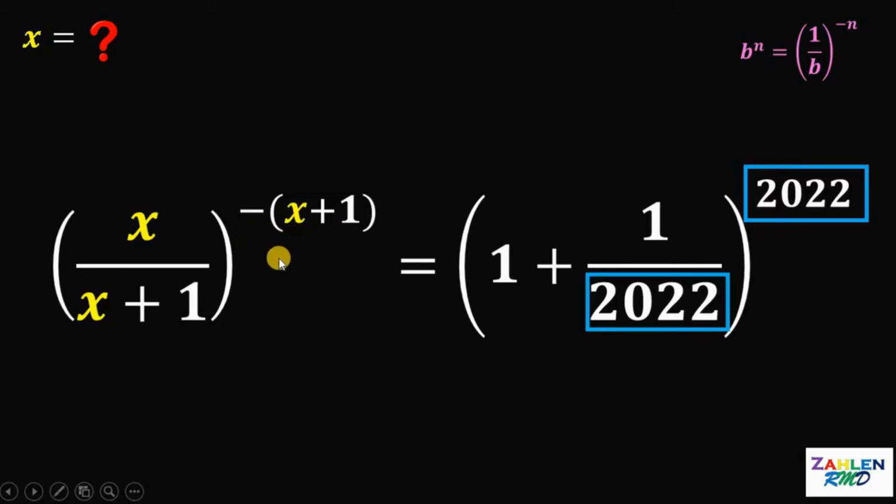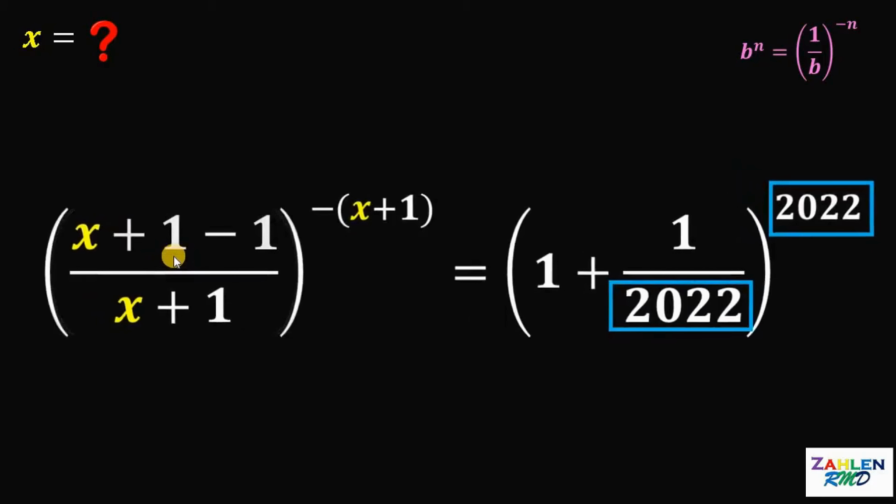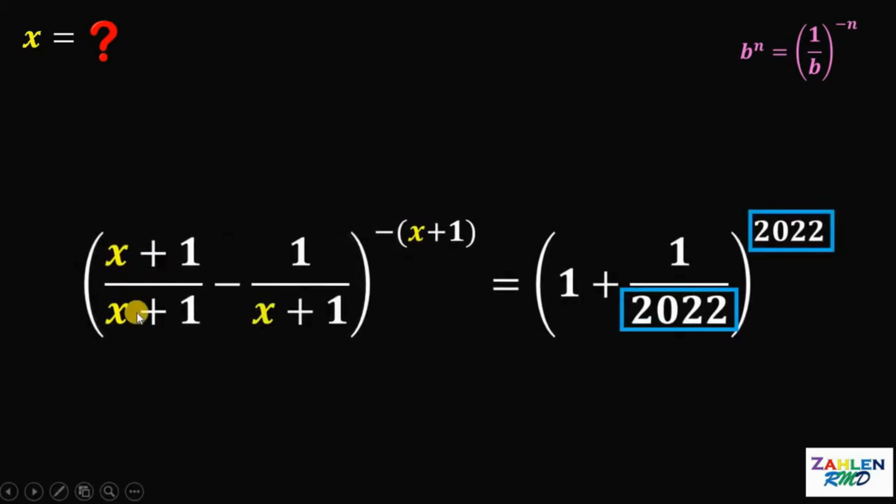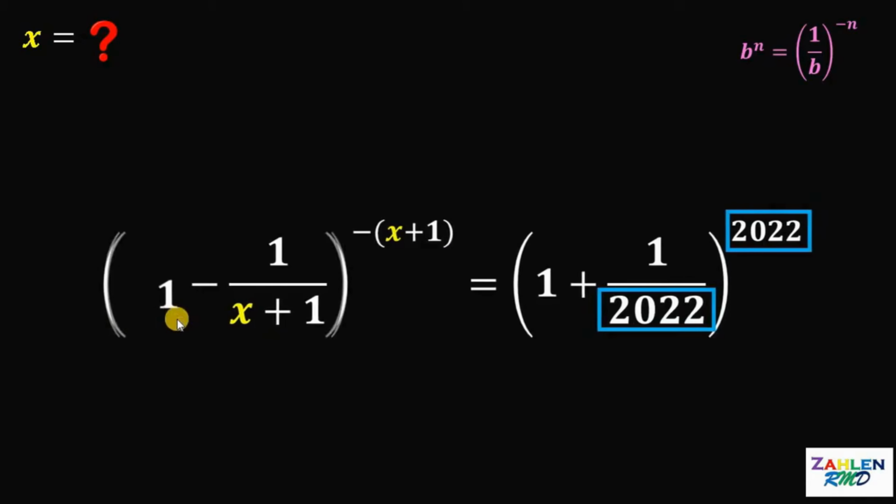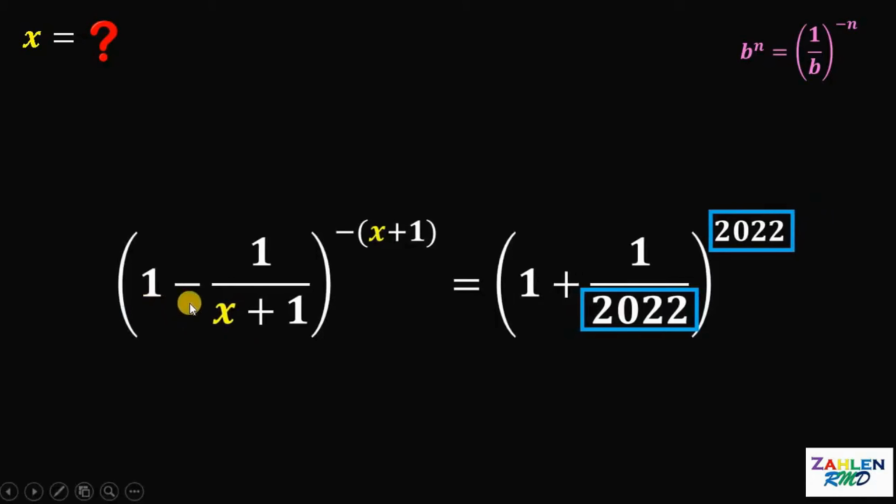Now, at this point, what we're going to do is to make 1 in our expression. So, we need to add 1 and subtract 1 on the numerator like this. And then, we need to separate x plus 1 and negative 1. So, we have (x+1)/(x+1) minus 1/(x+1). Now, we know (x+1)/(x+1) is just 1. So, we have now (1 minus 1/(x+1)) raised to negative of x plus 1.